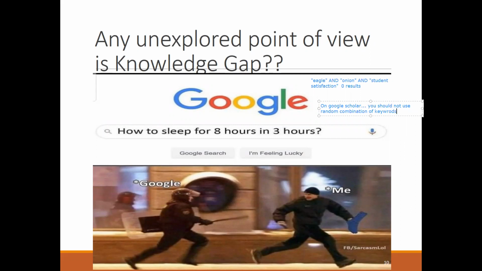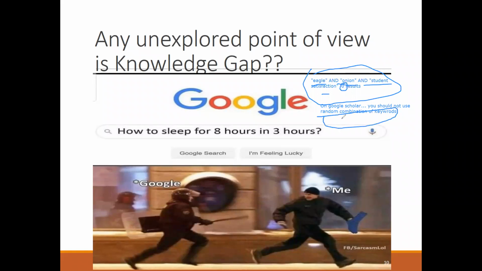Okay. So a random combination of keywords is like here. I have given you an example. This is a random combination of keywords: eagle, onion, student satisfaction. You will have zero results here, but this does not mean that this is a knowledge gap.